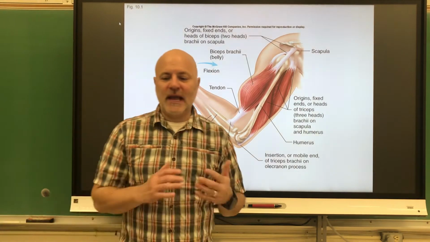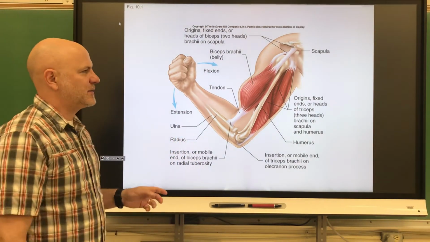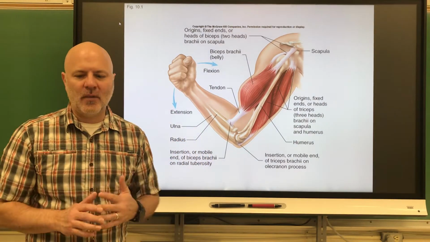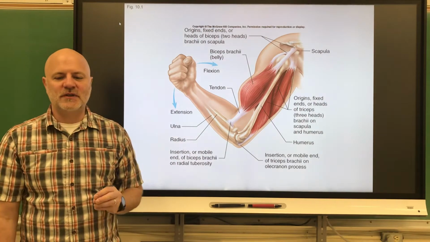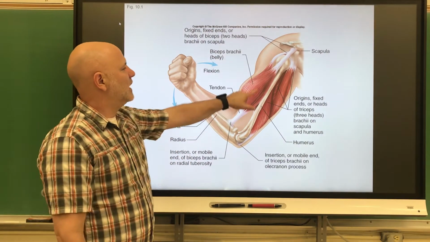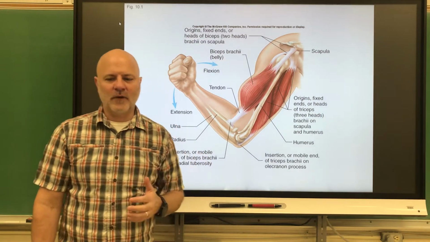All right, so let's look at the action, location, and the names of the muscles. So let's look at the action of the muscles. Whenever we have a muscle contraction, we're going to have a prime mover. A prime mover is the muscle that produces the most force during a particular contraction. So in this contraction, this flexion, the biceps brachii is the prime mover.